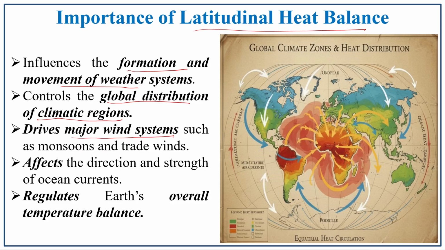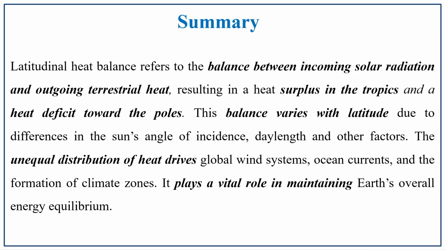It drives the major wind systems, whether monsoon, trade winds, westerlies or easterlies. All these winds are driven by the latitudinal heat balance. It affects the direction and strength of the ocean currents. Due to the Coriolis effect and other rotation, the direction of wind is also diverted. It regulates the Earth's overall temperature balance. This is the most important role of latitudinal heat balance.